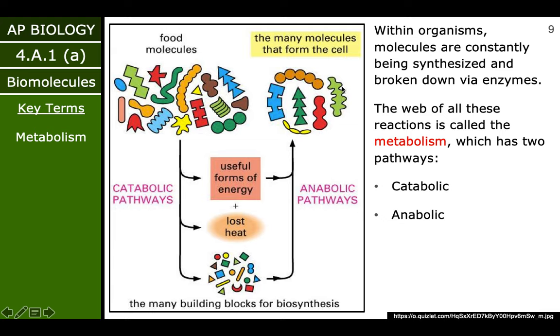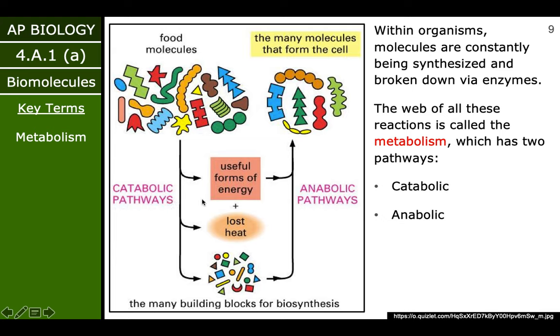And now notice that these are not identical to what I took in. So I broke them down, changed them some, and built them back up. Okay? And when we build things, those are called anabolic pathways or anabolic reactions. So breaking down is catabolic, and building up is anabolic. Catabolic releases energy, anabolic requires energy.